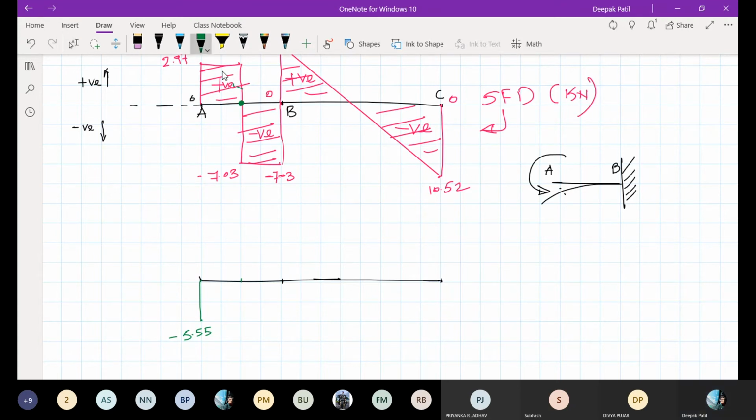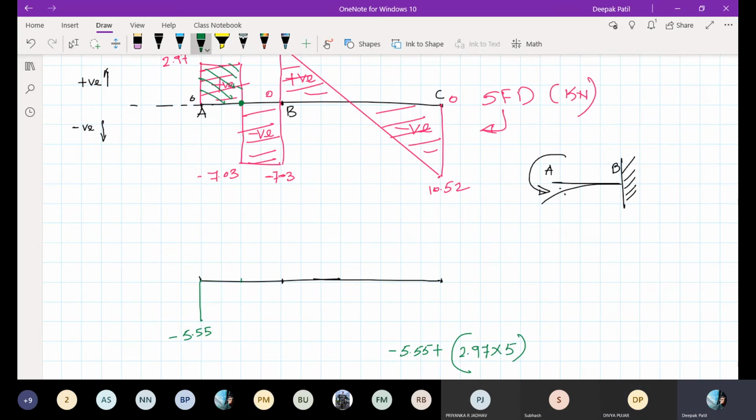plus this minus 5.55. So the bending moment at this point is minus 5.55 plus the area of this shear force diagram. What will that area be? It will be simply 2.97 into 5. Are you clear? Yes, yes sir.